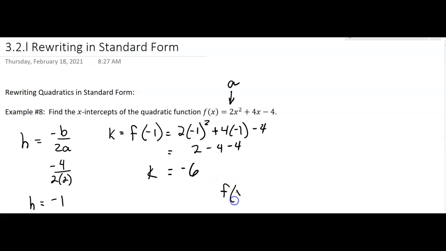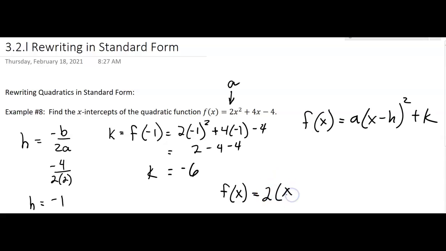So f of x equals, and if you don't remember, standard form is a times x minus h squared plus k. So we're going to fill everything in. Our a is 2. Our h is negative 1, so it's going to be minus a negative, or plus 1. And then our k is minus 6. So that's what the equation looks like in the standard form.